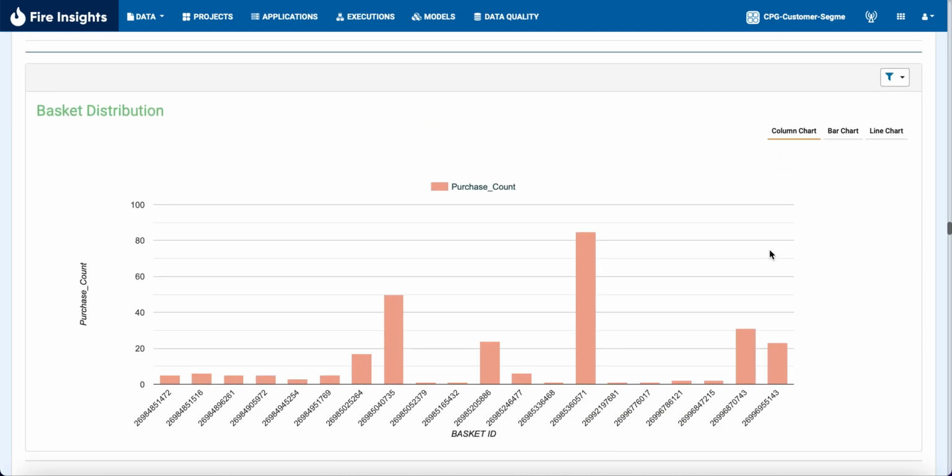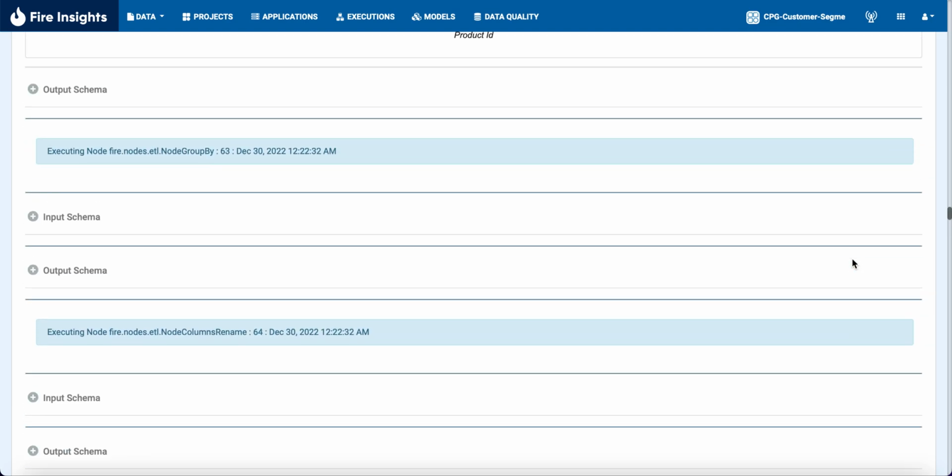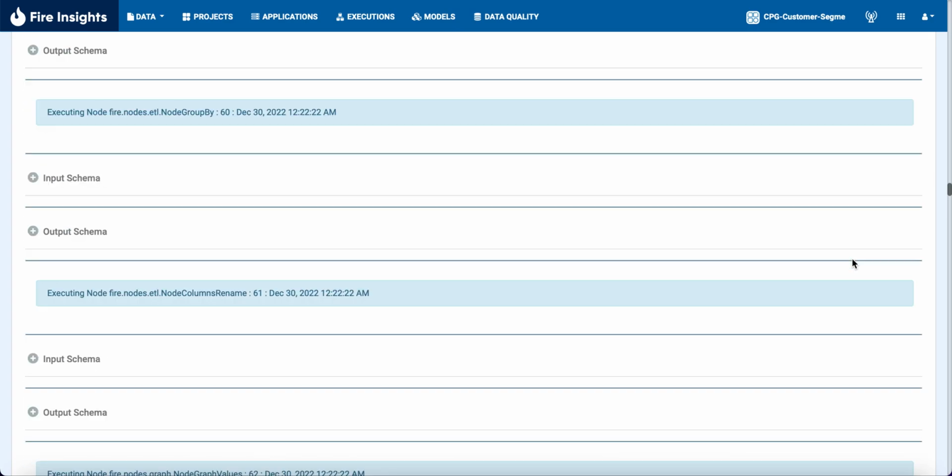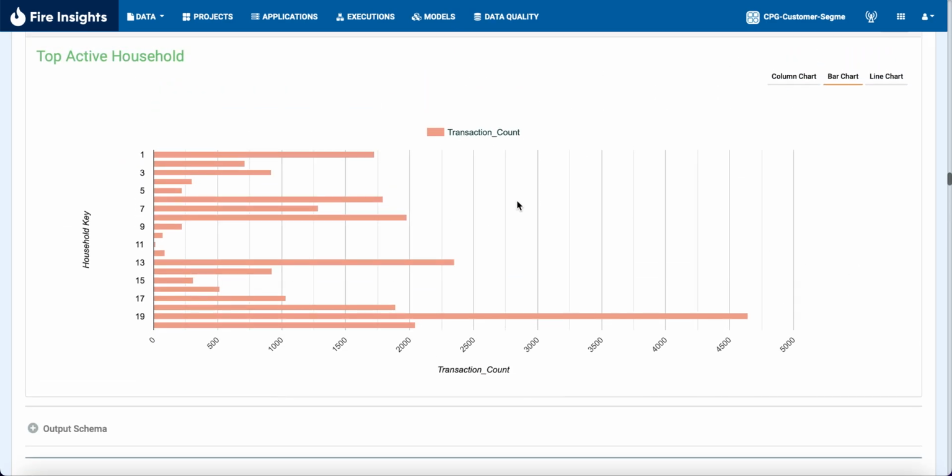We can also see the basket distributions. Baskets are different groupings of products and how people purchase them. Here we have the transaction count versus each household key. As mentioned earlier, we had two top performers, household number 13 and household number 19. It is clear to see here that while taking a simple count of transactions shows that household number 19 has created the most purchases, it's important to remember that household number 13 actually had the greater transaction value.